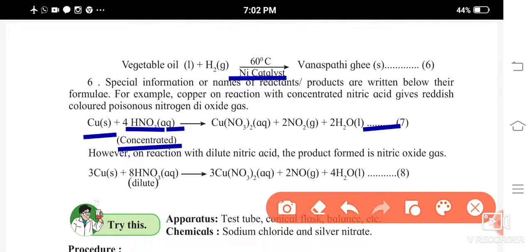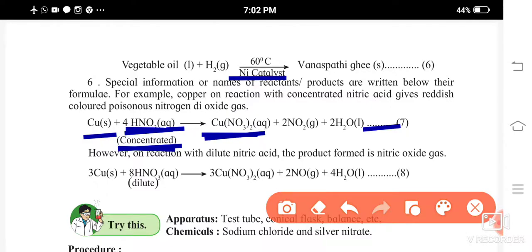Okay, it's not dilute, it is strong acid. Strong acid means what? Concentrated nitric acid. So it is written below this reactant. Okay, so what type is it? It's written below. Then copper, it's going to form, okay, the product formed when copper reacts with concentrated nitric acid. So which product are you going to get? You're going to get copper nitrate.